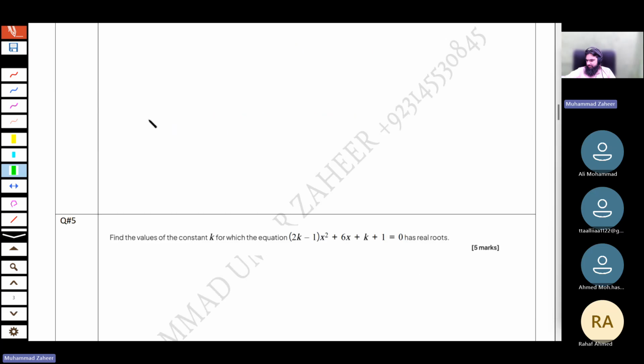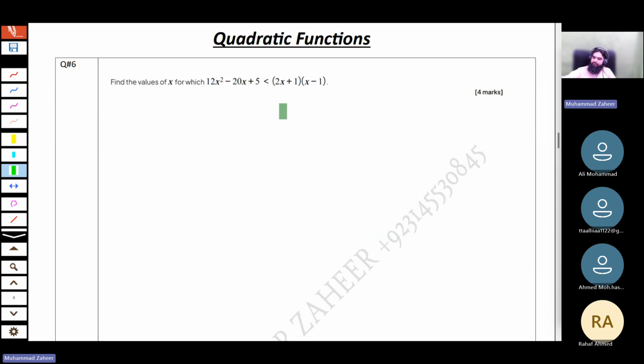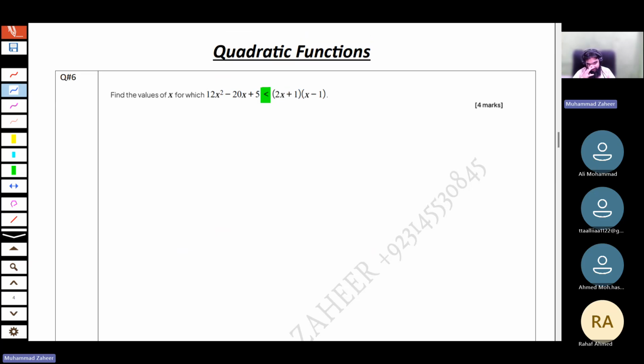Okay, just skip this question. And yeah, look at here. He says that you have to find the values of x. And if you look at this very carefully, it is going to be a quadratic inequality. So let's see how to solve it. First of all, we are going to write it into the standard form.